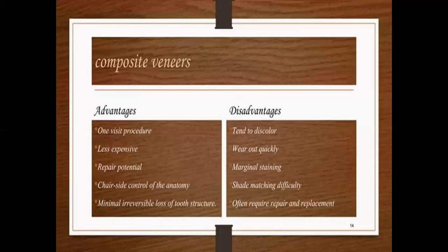Then it wears out very quickly. Marginal staining is seen in this type of veneer. Shade matching is a little bit difficult when we go for this type of composite veneer, and they often require repair and replacement of composite veneers.